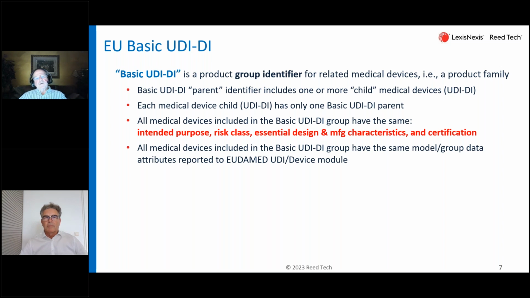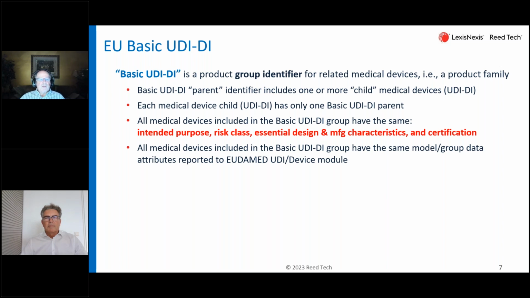So that particular identifier, we'll call it a parent, has to have at least one child. So when you do identify a basic UDI-DI, it does have to have one device connected to it, but it can have multiples. It can have 20, 50, 100. Technically it could have 1,000 different devices, all part of that particular basic UDI-DI group. Now, for every individual device, it has to have one and only one parent. So you can't have a particular device sitting in two different groups.